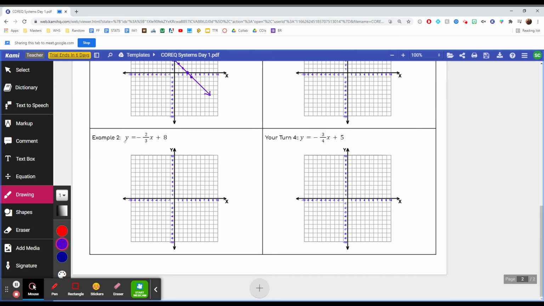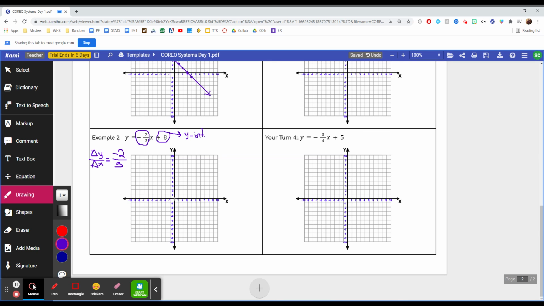In this example, now we have y is equal to negative 2 over 3x plus 8. Okay, so my positive 8 represents my y-intercept, and the negative 2 over 3 is the slope. So my delta y over delta x: my delta y is negative 2, and my delta x is 3. So that tells me that it's going down 2 on the y and 3 to the right on the x.